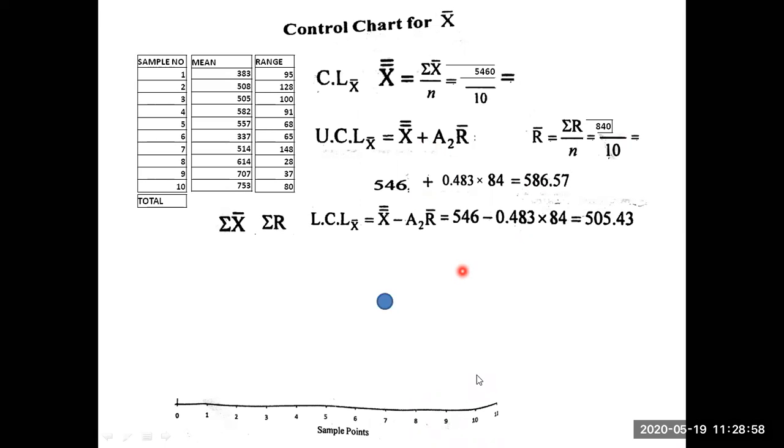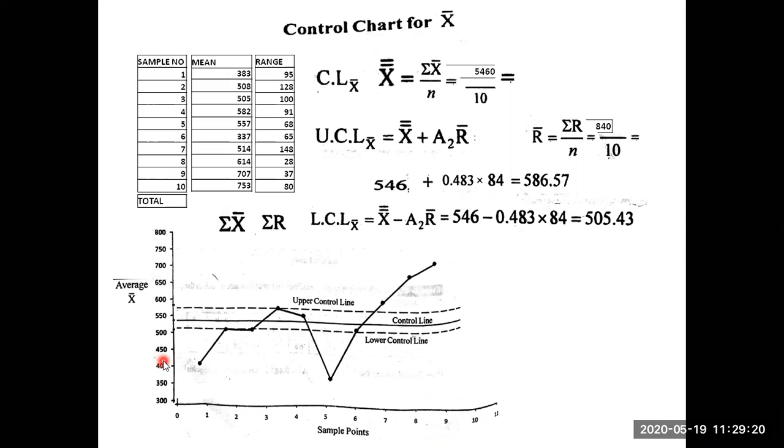So next, you have to draw a chart. Now I am going to draw the chart. On the x-axis always you have to consider the sample points. How many samples? 10 samples. We are constructing a mean chart, therefore you take the mean values only. Don't take the range values. Mean values. So if you do that, you are going to get this.